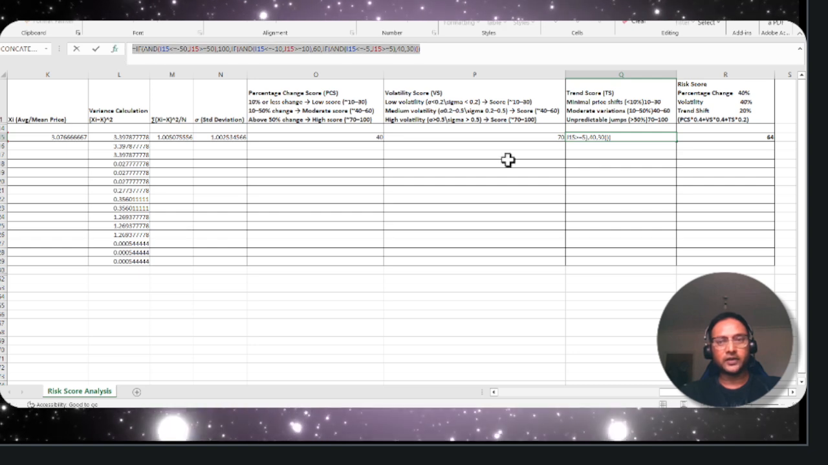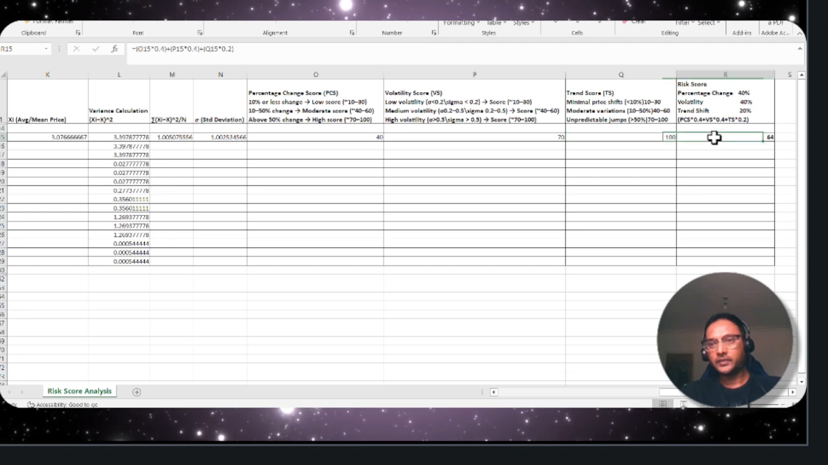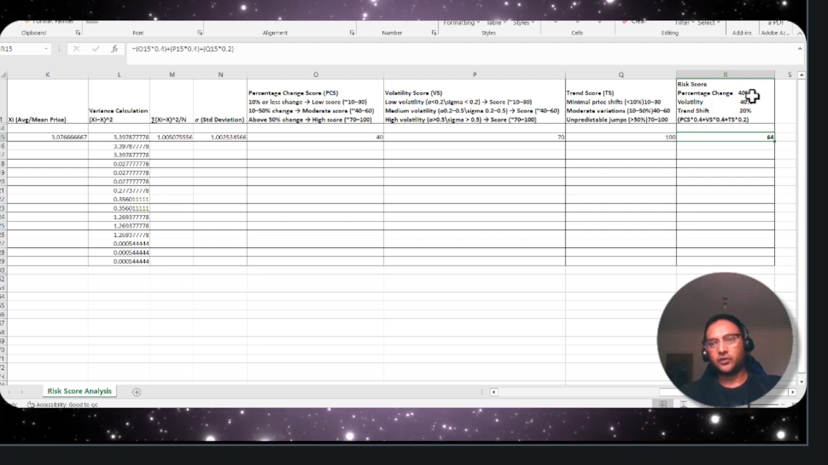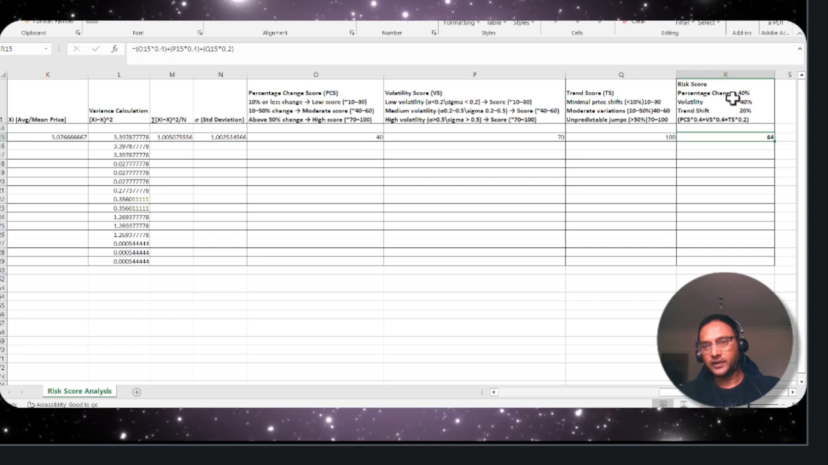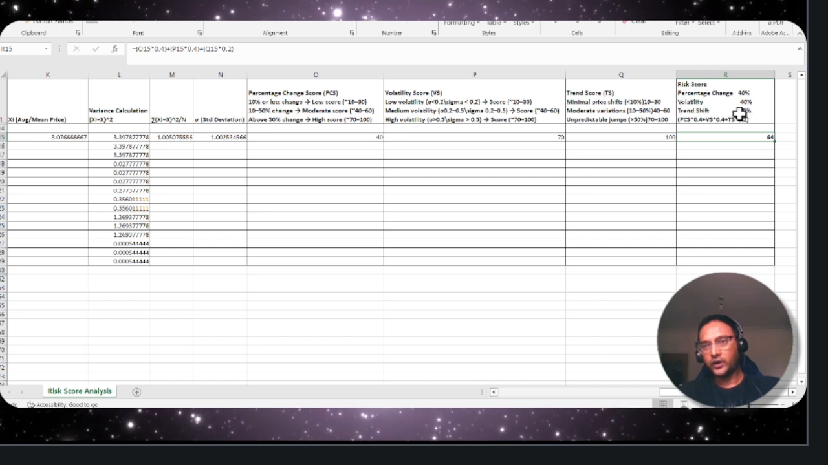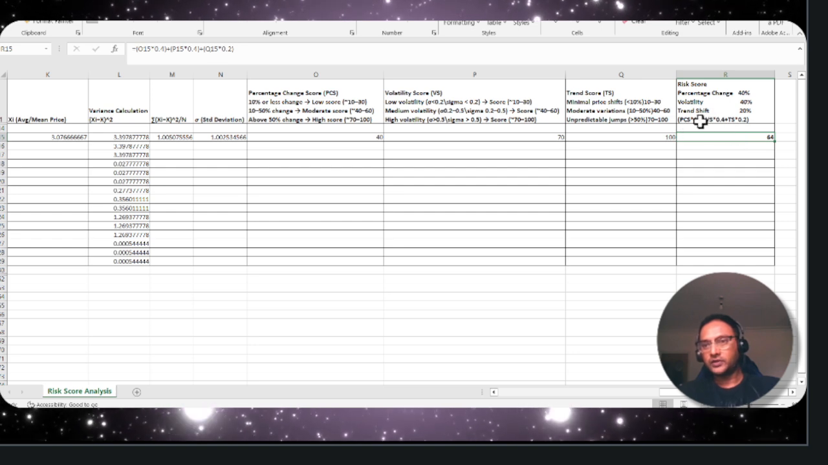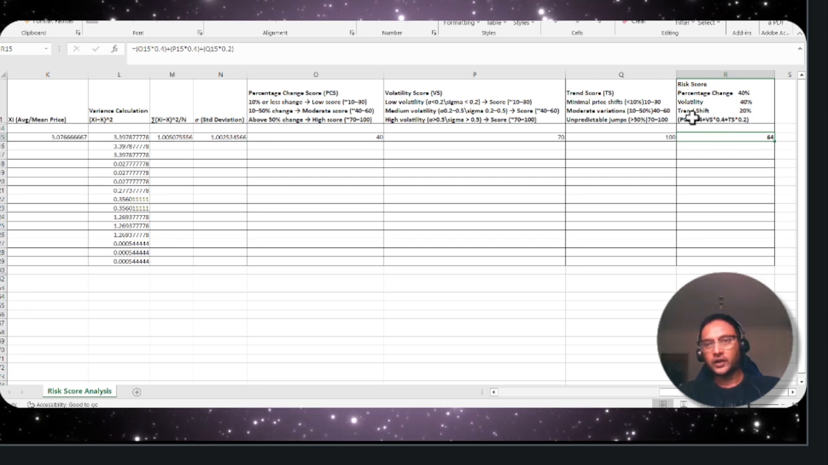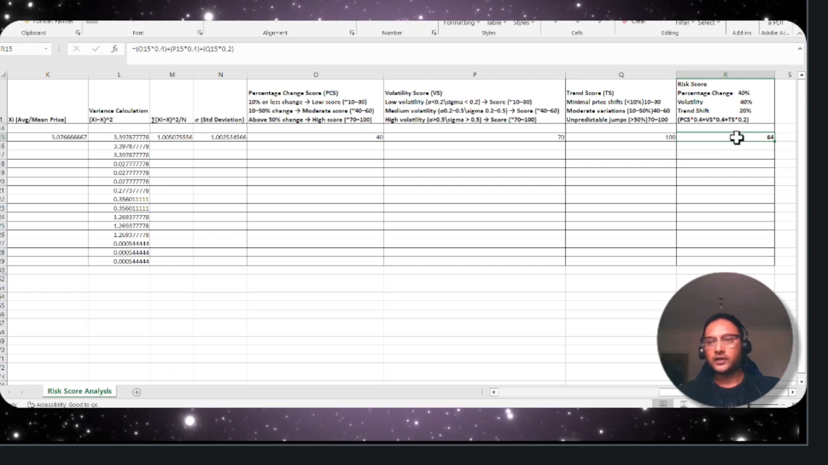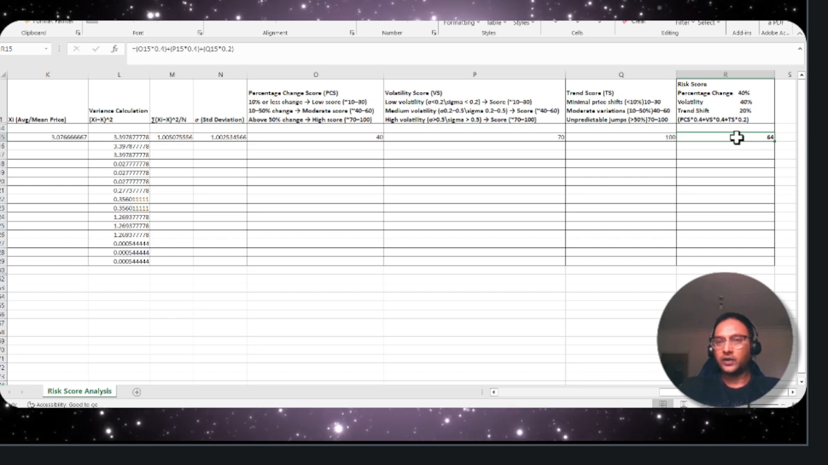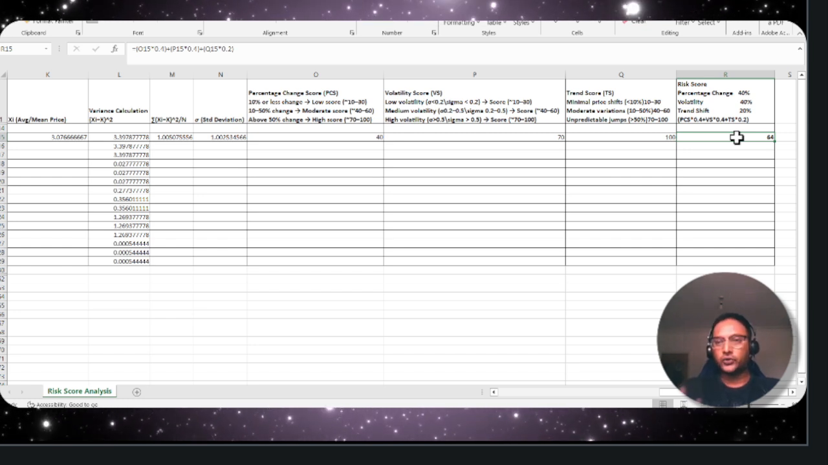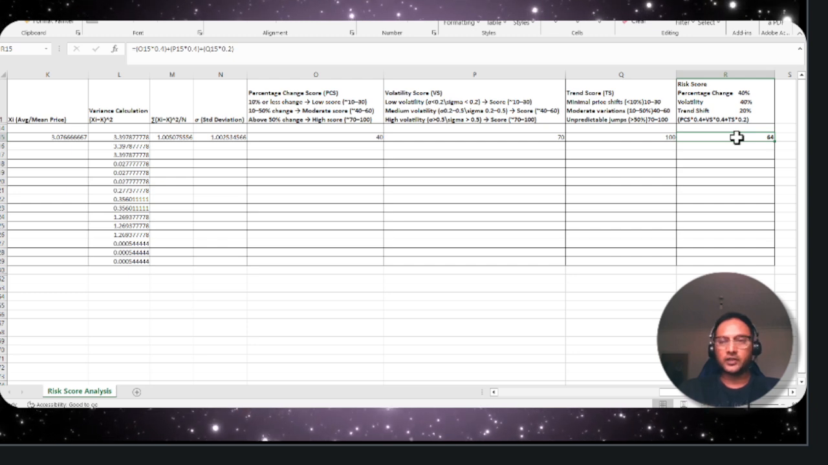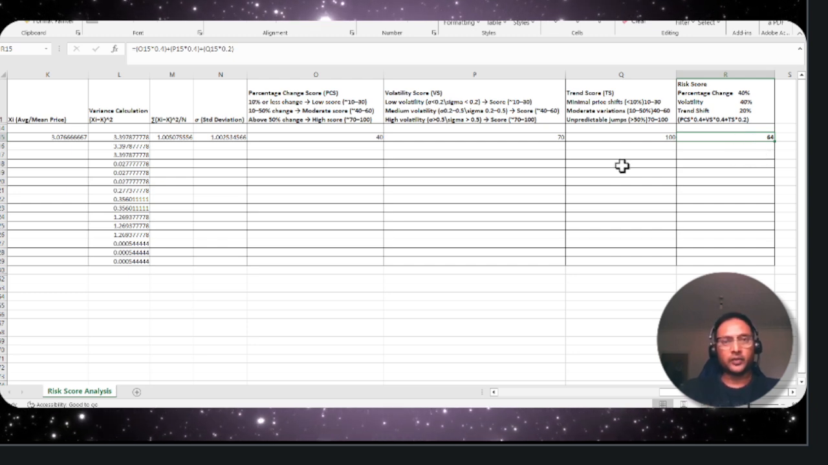I'm using a formula here. Finally, based on all of this, I'm calculating the risk score, giving a weight of 40 percent to percentage change, 40% to volatility, and 20% to trend shift. So I'm using this formula: percentage change score times 0.4, volatility score times 0.4, and trend score times 0.2. The total risk score is 64. This is how I've used this particular formula, and I'll show you now in Copilot how I've used the statistical calculations to come up with an output from an AI.